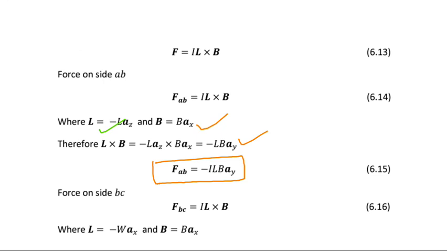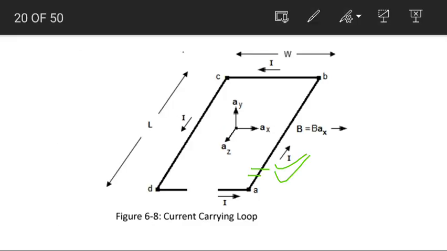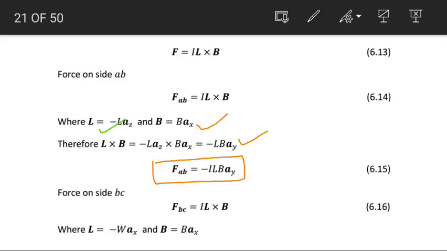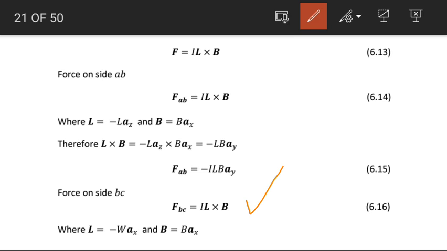We consider side BC of this current carrying loop. The current in this particular side of the loop is in the direction of the unit vector minus ax. So we consider the force on side BC. The force on side BC will be equal to IL cross B. Now the current is in the direction of the unit vector minus ax, so we should consider the length vector of this side in the direction of the unit vector minus ax.